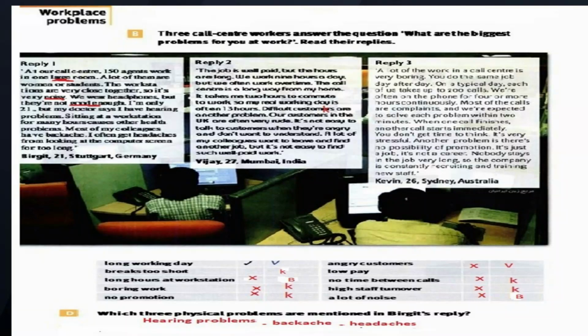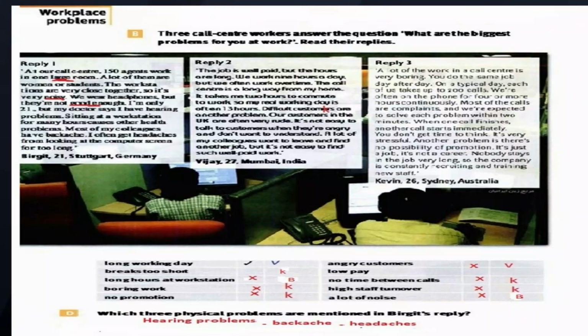Sitting at a workstation for many hours causes other health problems. Most of my colleagues have backache. I often get headaches from looking at the computer screen for too long. Birgit, 21st, Stuttgart, Germany.